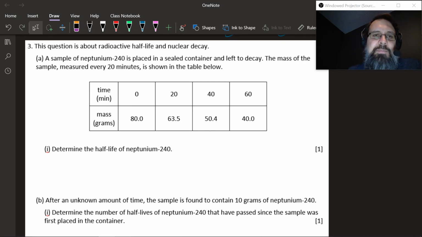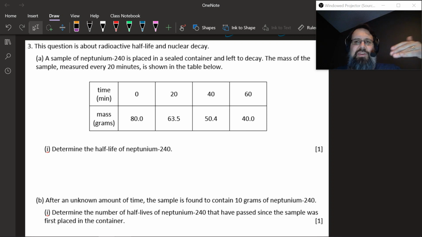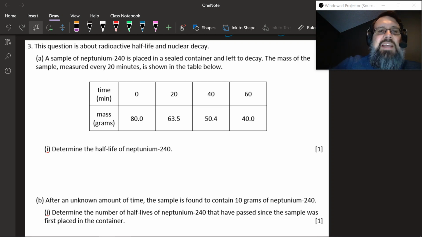A sample of Neptunium-240 is placed in a sealed container and left to decay. It's sealed so that none of the material escapes. So if the Neptunium is no longer detected, it's still in the container, it has just turned into a different element. It's transmuted into something else. The mass of the sample measured every 20 minutes is shown in the table below.